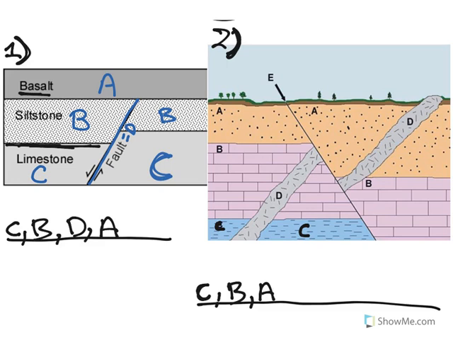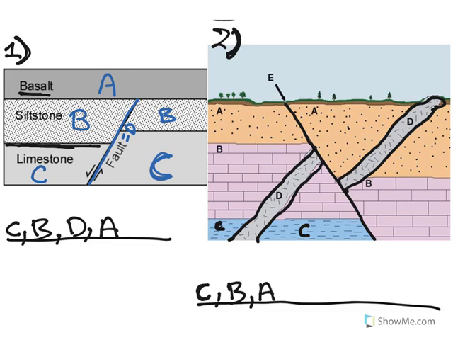We have layer A. Now we're dealing with something a little confusing because we clearly have an intrusion here with layer D, but we also have a fault. We have a break that occurred in this slab of rock. So the question is, which came first? Did the intrusion come first, D, or did the break come first?